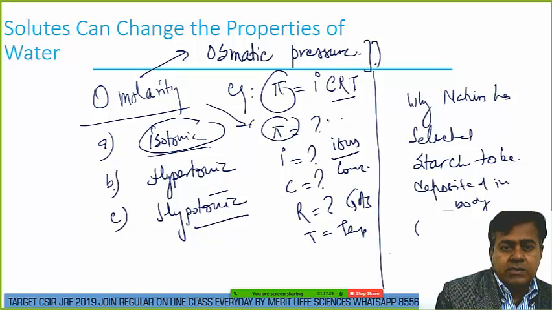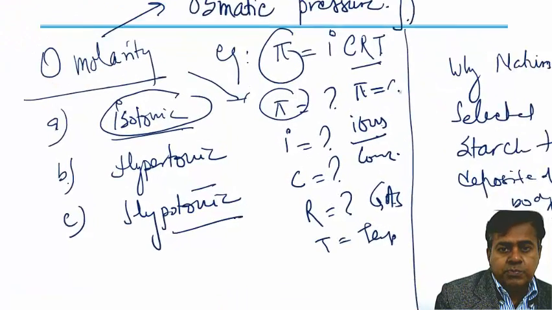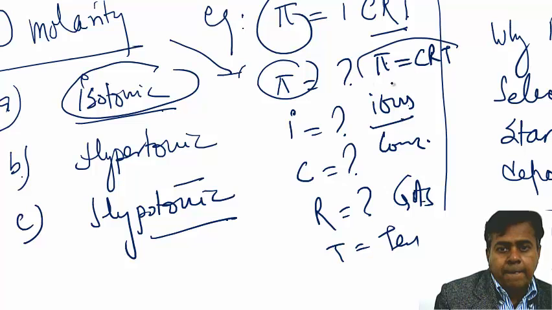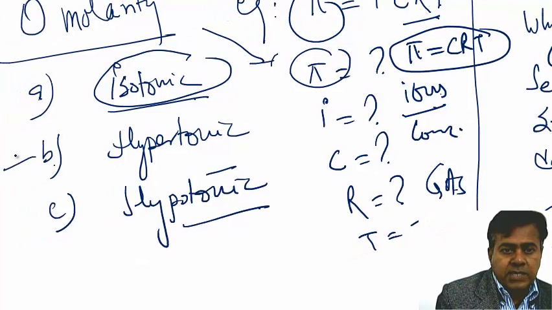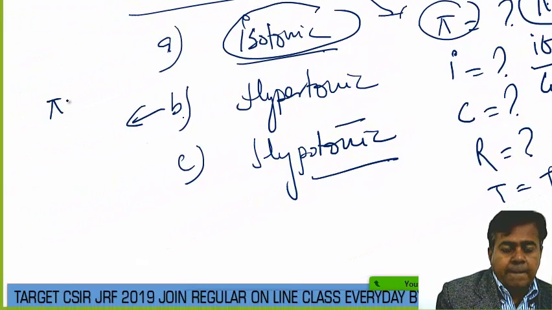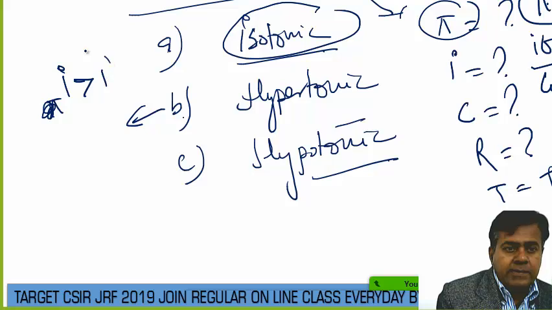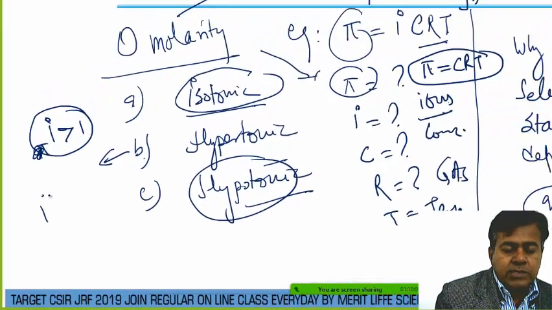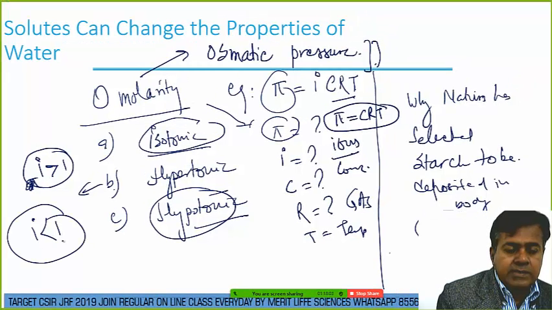Because there are no ions, i is equal to 0. So pi is equal to CRT. Hypertonic, i greater than 1. Hypotonic, i less than 1. Got the idea?